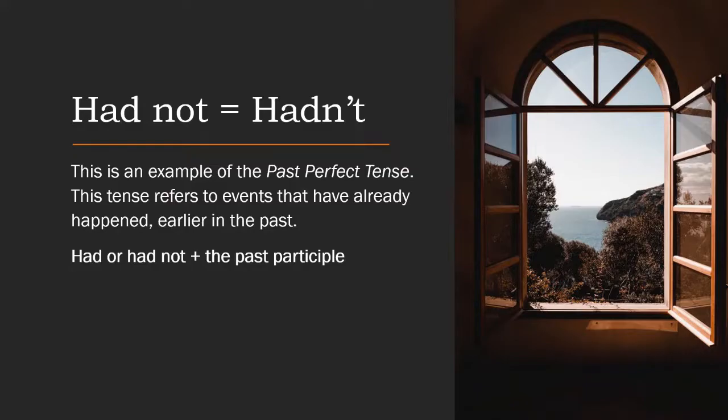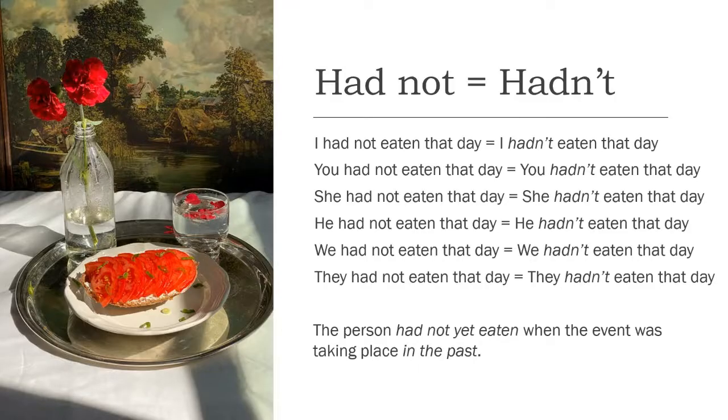Next slide. Finally, here is the example that's a little different. Had not, hadn't. This is an example of the past perfect tense. This tense refers to events that have already happened earlier in the past. We still need had or had not, as well as a past participle. Let's see what we mean by events that have already happened, but in the past.